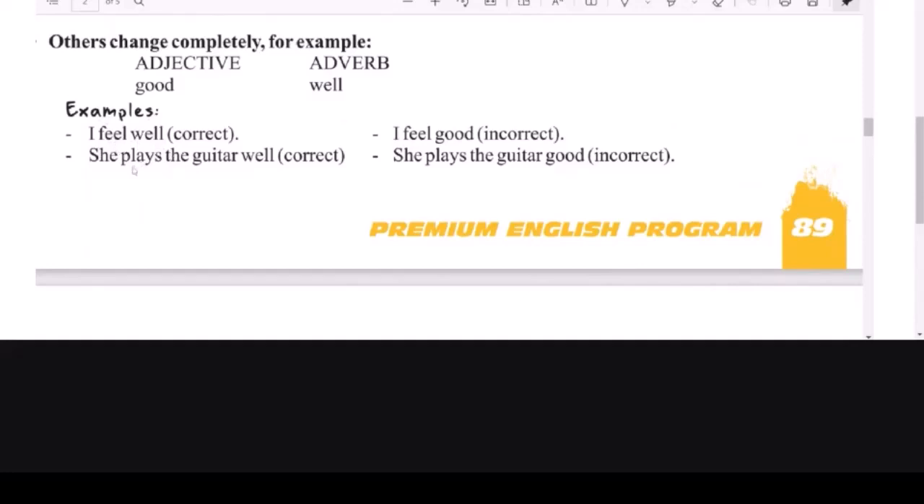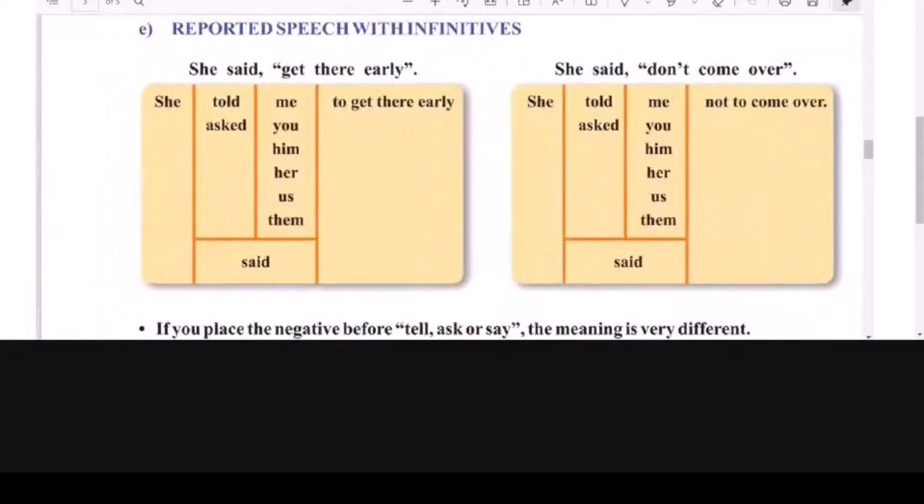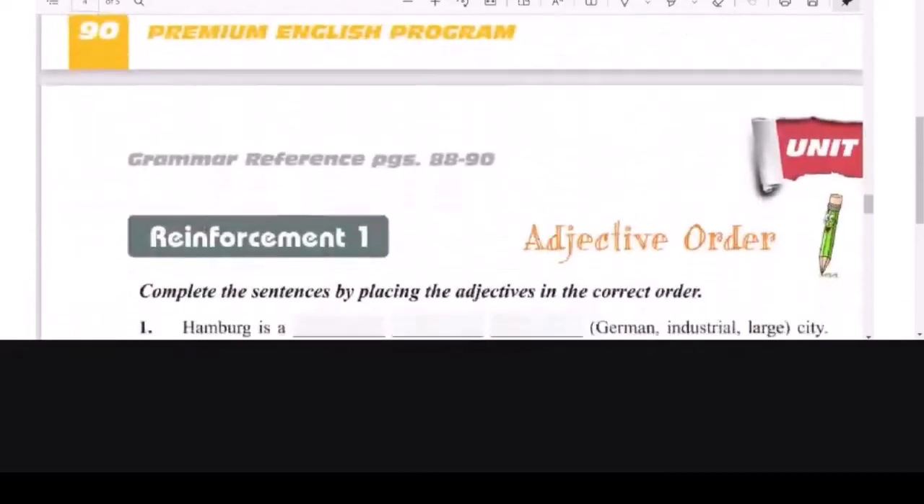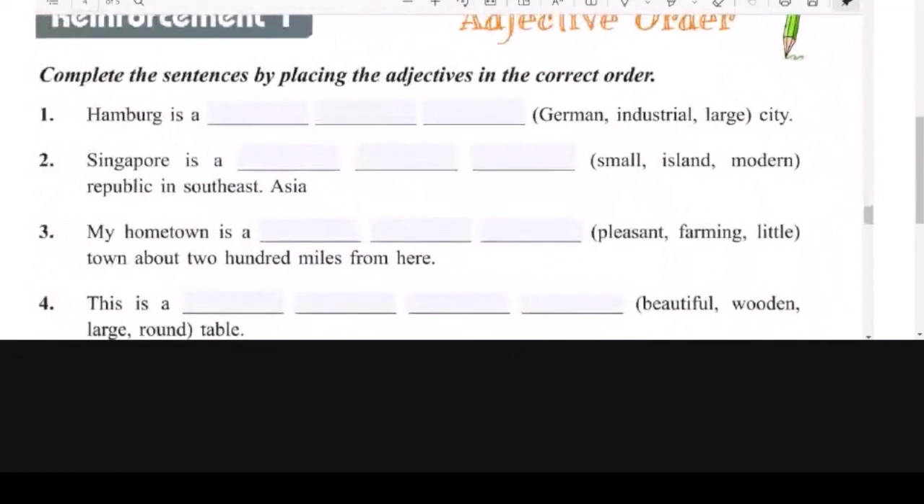So, all right, now that's it. Let's go to the practice. Now this will not yet, because that has nothing to do with what we were talking about. That shouldn't be here. Let's do some adjectives. Okay. Number one, it says complete the sentences, placing the adjectives in the correct order. So we have 3 adjectives: German, industrial, and large.